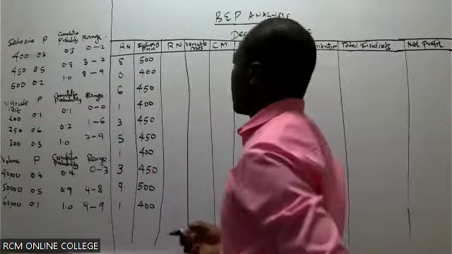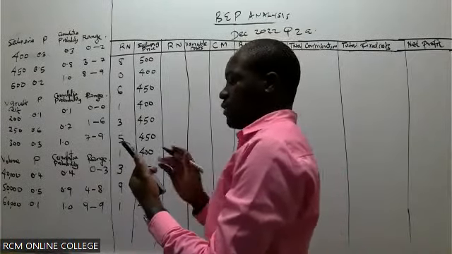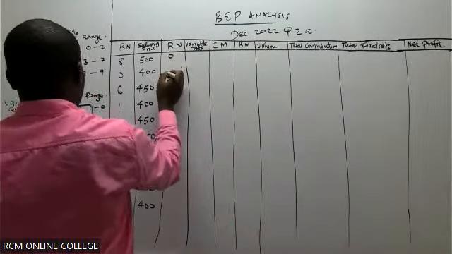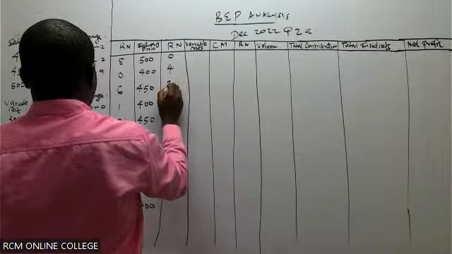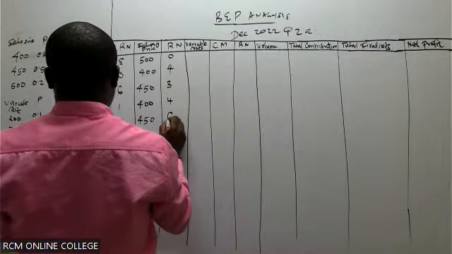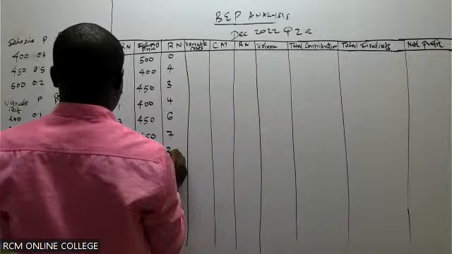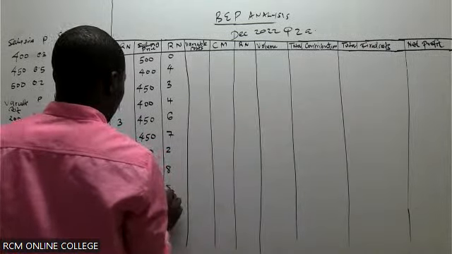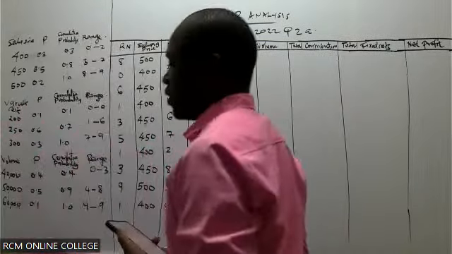Let me write down the random numbers for variable cost. So the random numbers for variable cost are starting from 0, 4, 3, 4, 6, 7, 2, 8, 5, 9. Good.